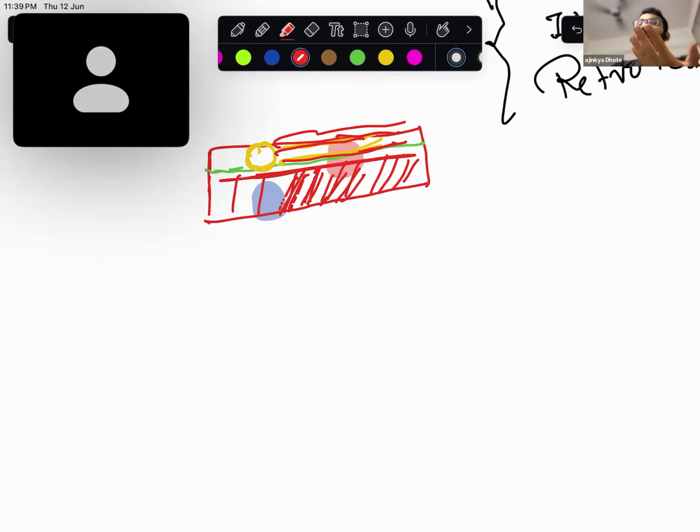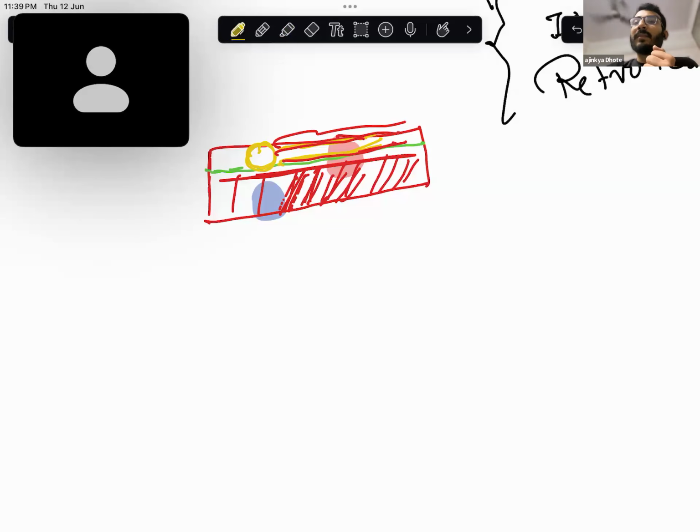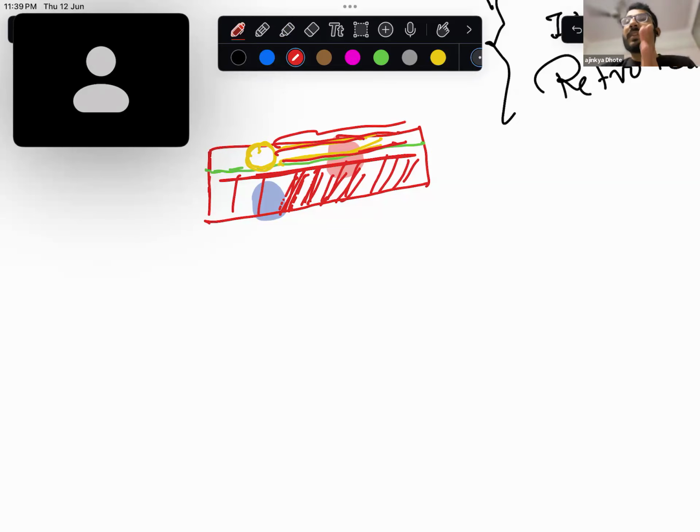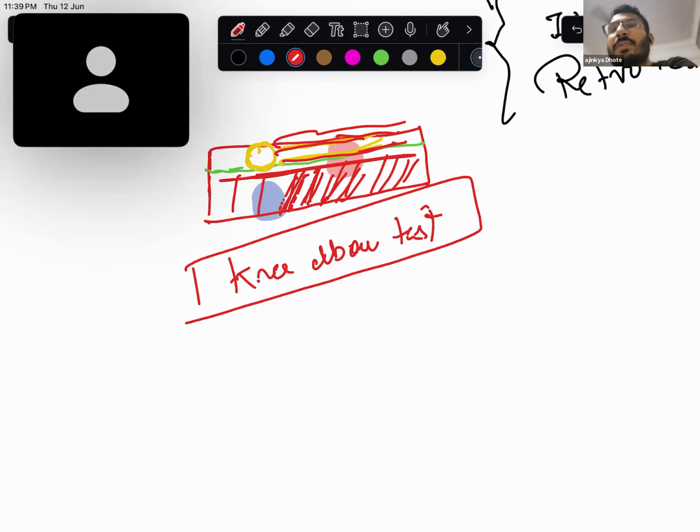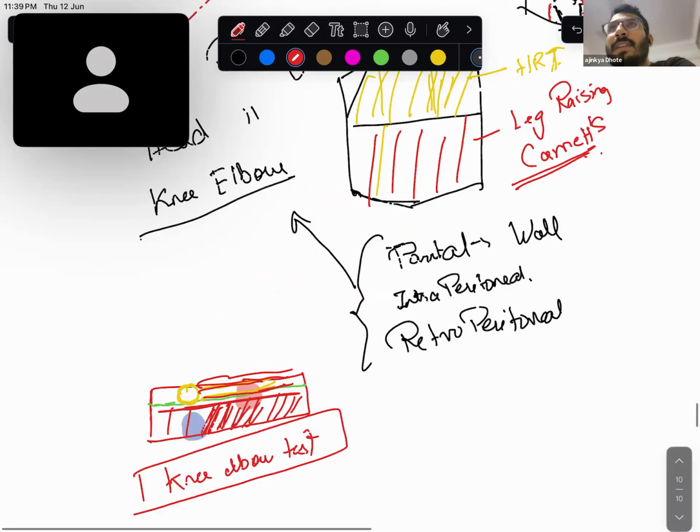Okay, so a lump that becomes prominent in the knee elbow position is your intraperitoneal lump, and one which does not become prominent is your retroperitoneal lump. So this is very important. But because this test is painful and can lead to many complications, this knee elbow test is not done. So this is one test you should not do, but you should know the concept of what is exactly done.